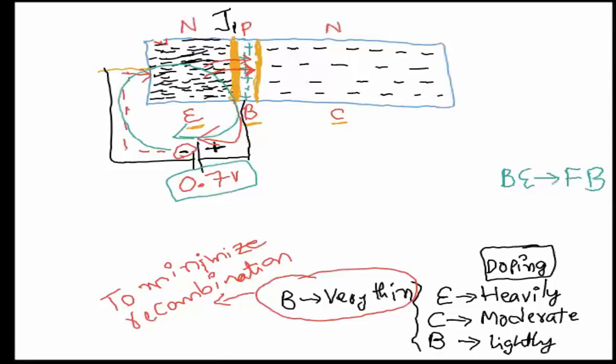So we get the next junction, which is happening between what? The base and collector. That junction must be reverse bias for proper operation. So the base collector must be reverse bias for proper operation.